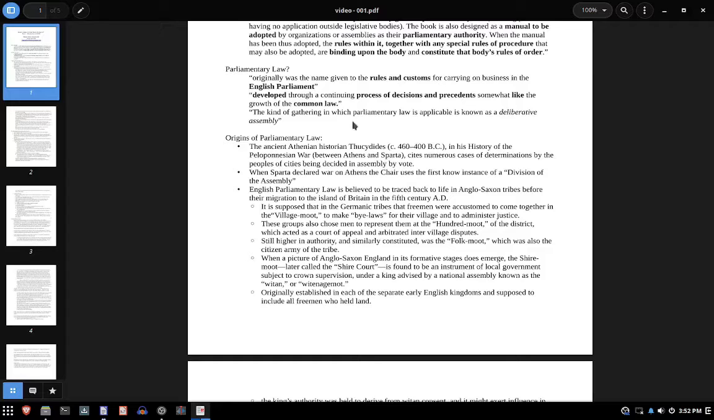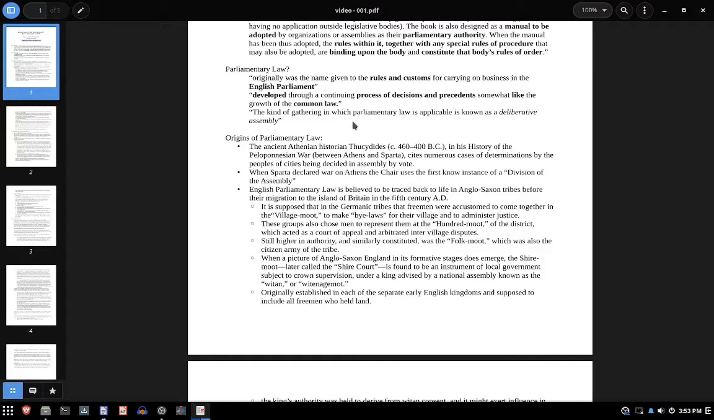Now, English parliamentary law is believed to be traced back to the Anglo-Saxon tribes before their migration to the islands of Britain in the 5th century AD. In the Germanic tribes, it is believed that they came together in the village moot, and they made their own bylaws for their village and the administration of justice. Then they would choose men to represent them at the hundred moot, which is like a couple villages combined together, and then they would represent them further still in the folk moot, which is like a citizen army of the tribes.